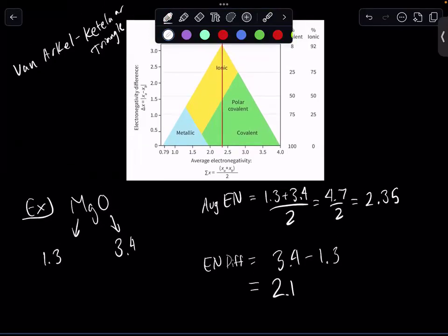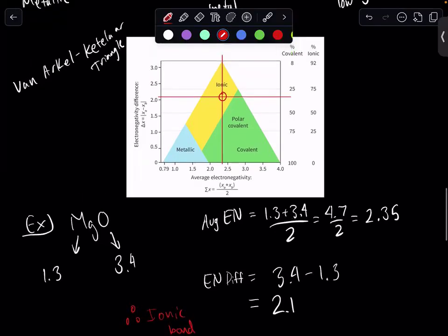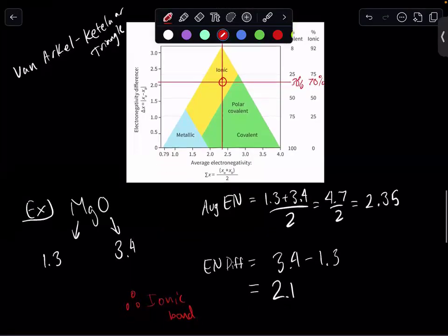So when we draw that line on our table, we can see that we're smack dab in the middle of the ionic. This is therefore going to be an ionic bond. You'll notice that even though it's an ionic bond, it does have a little bit of covalent character. It's about 70% ionic, but it does have about 30% covalent character, which doesn't mean it's covalent. It's still firmly ionic, just something of note.